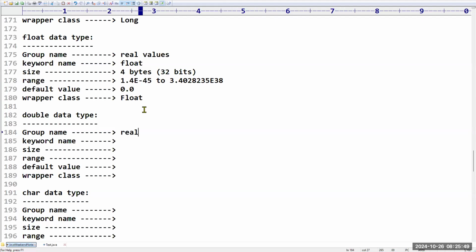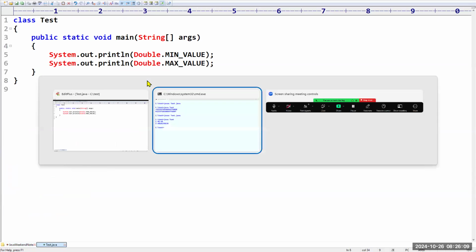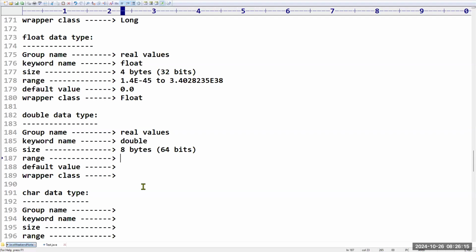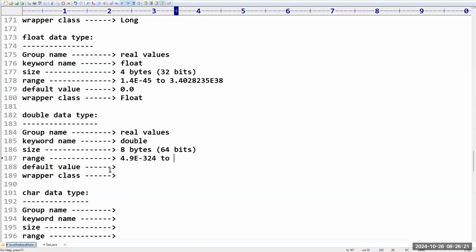Similarly for double, it also comes under real values. The keyword name is double. It will occupy 8 bytes, that means 64 bits. What about range? Double.MIN_VALUE and Double.MAX_VALUE. If you run the program, you can see how much minimum value you are going to get. So 4.9 e to the power minus 324, and this is the positive one. What is the default value? 0.0. What about the wrapper class? Double. That's all, sir. Any doubt on this float and double?